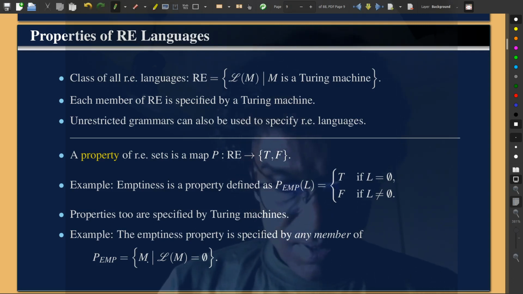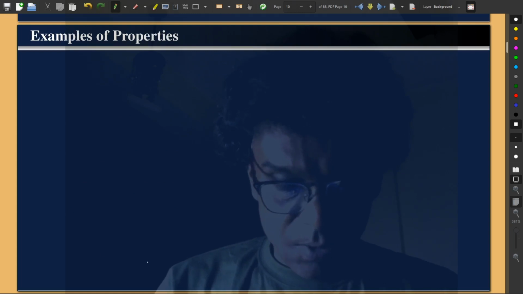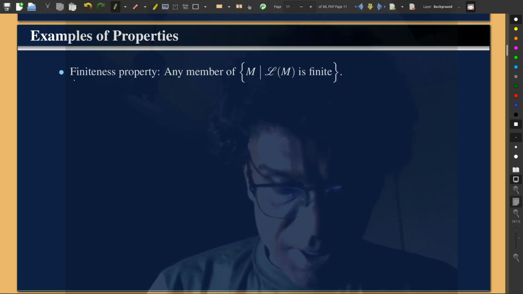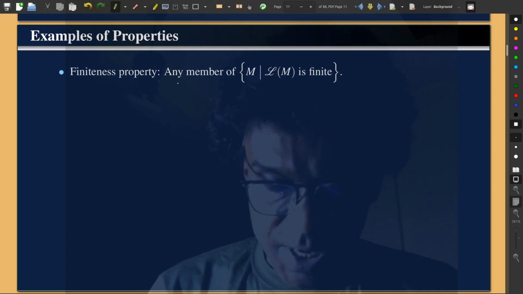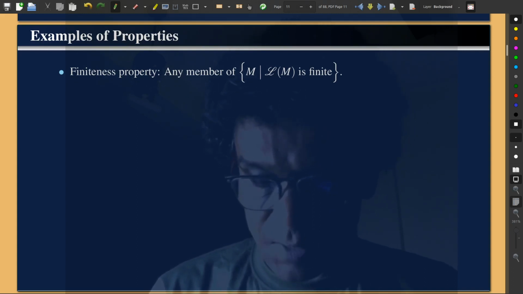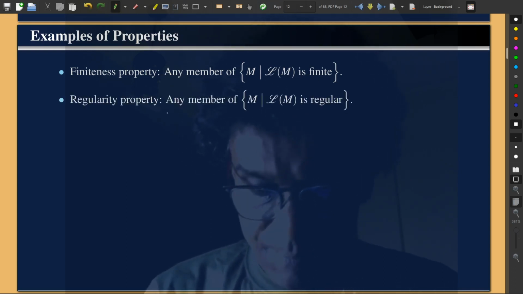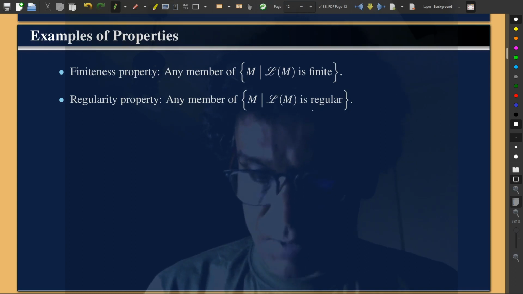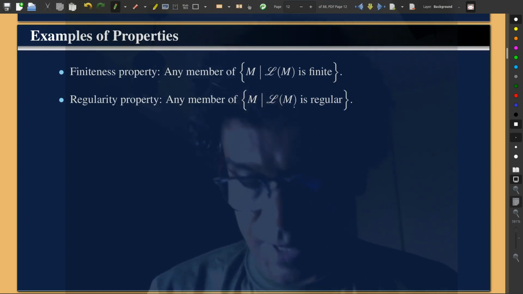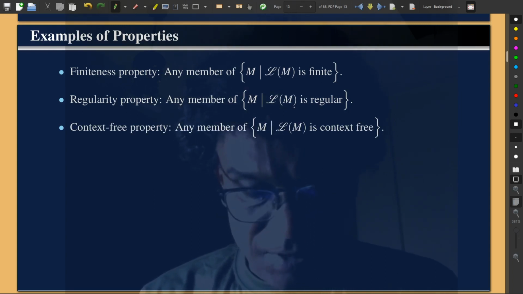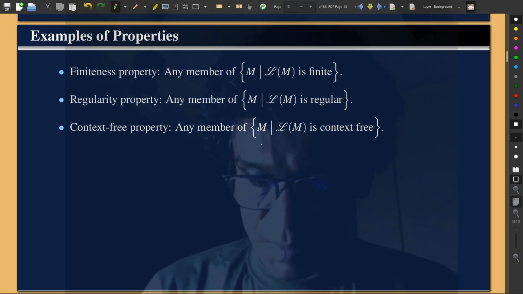But let us first understand the definition of properties using some more examples. So here are some other examples. The emptiness property we have seen. The finiteness property can be specified by any Turing machine whose language is finite. Likewise, you have the regularity property. This can be specified by any Turing machine whose language is regular. It's not necessarily A star B star or B star A star, but any Turing machine whose language is regular. Not a particular regular language, any regular language. So this is how this is specified. Likewise, the context-freeness property is specified by any Turing machine whose language is context-free.